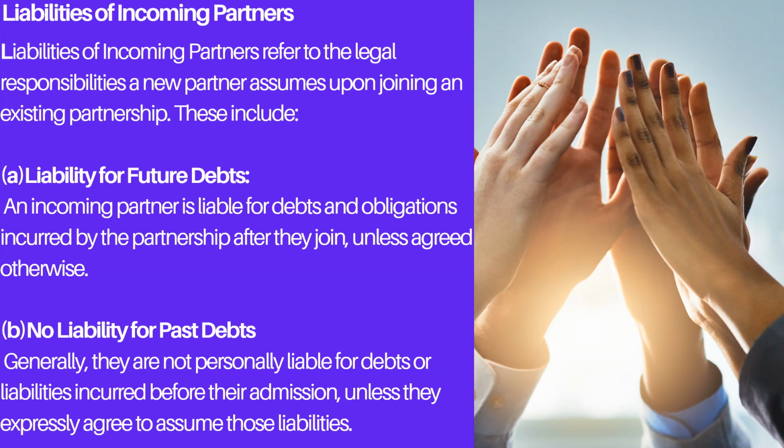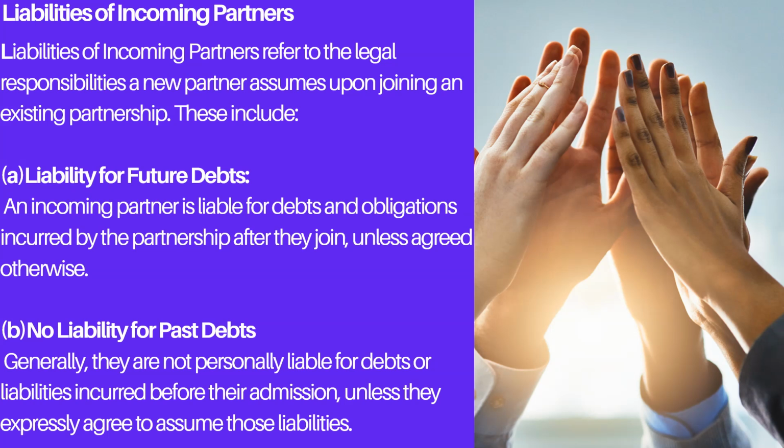Liabilities of incoming partners. We are noting that the liabilities of incoming partners refer to the legal responsibilities a new partner assumes upon joining an existing partnership. So they are liable to a number of things. Number A, liability for future debts. We know that an incoming partner is liable for debts and obligations incurred by the partnership after they join, unless agreed otherwise. And the other one is no liability for past debts.